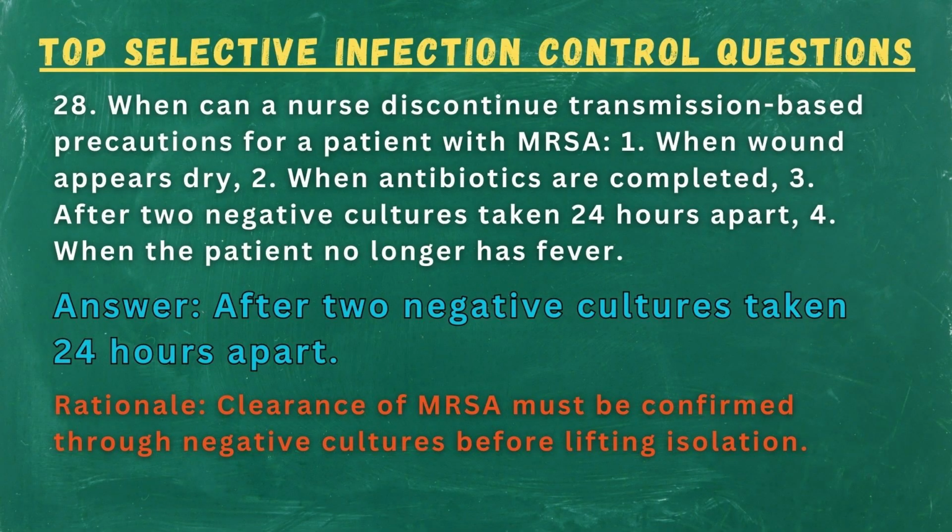28. When can a nurse discontinue transmission-based precautions for a patient with MRSA? 1. When wound appears dry. 2. When antibiotics are completed. 3. After 2 negative cultures taken 24 hours apart. 4. When the patient no longer has fever. Answer: After 2 negative cultures taken 24 hours apart. Rationale: Clearance of MRSA must be confirmed through negative cultures before lifting isolation.